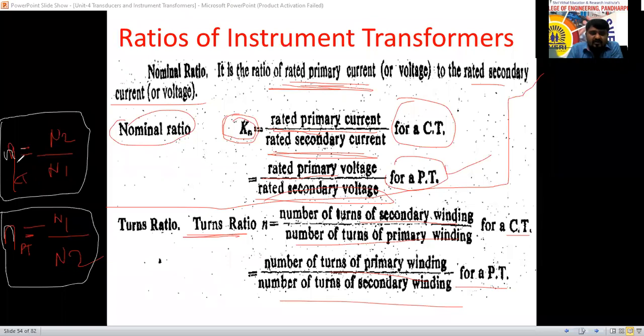This is the turns ratio for the CT, and this is for the PT here. In a potential transformer, if we want to measure the turns ratio, we use primary winding turns to the secondary winding turns. In a CT, a current transformer, if we want to measure the turns ratio, we use secondary winding turns to the primary winding turns. These two are the reverse of each other, and you have to remember this one. Otherwise there is no difference in the nominal ratio or the transformation ratio. The only difference is in the turns ratio.